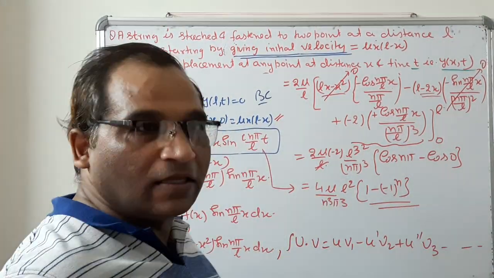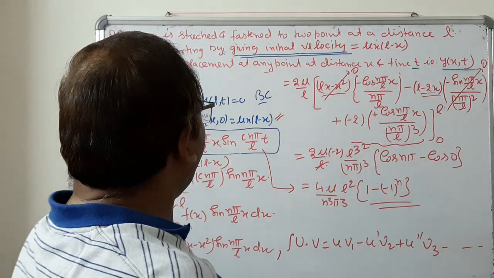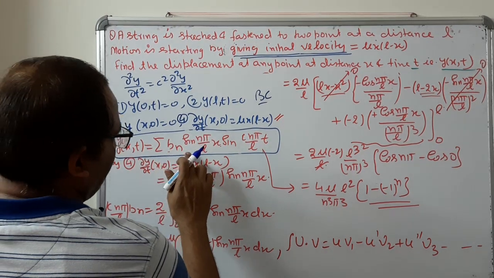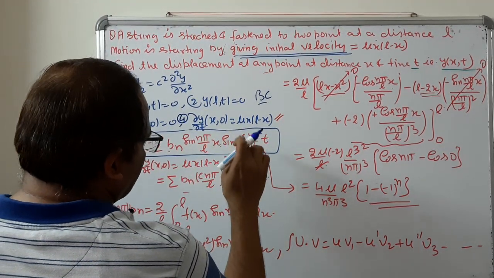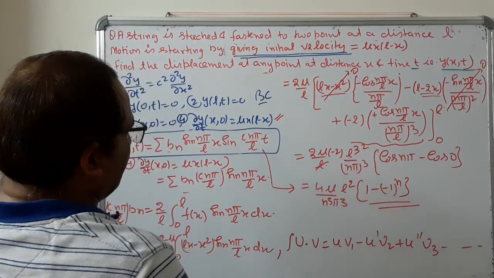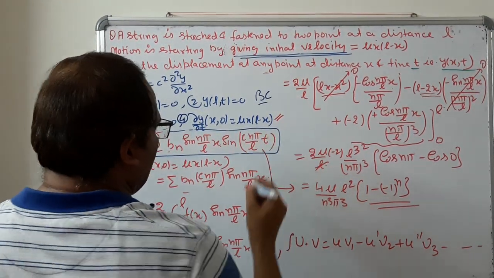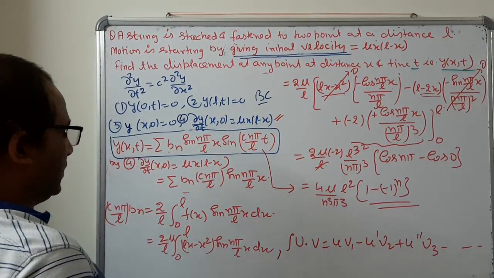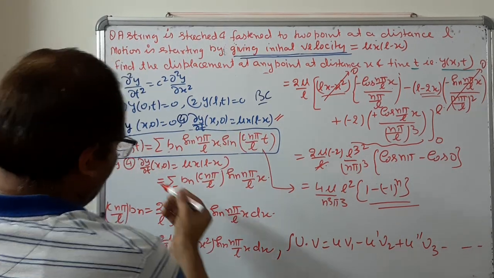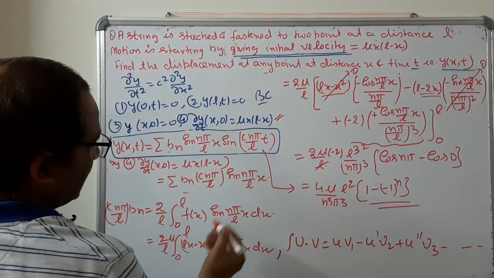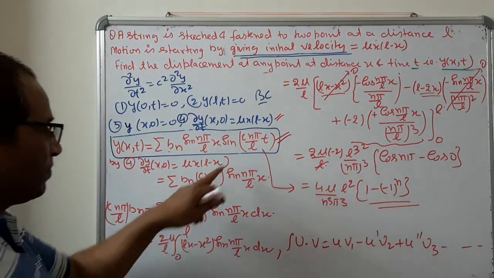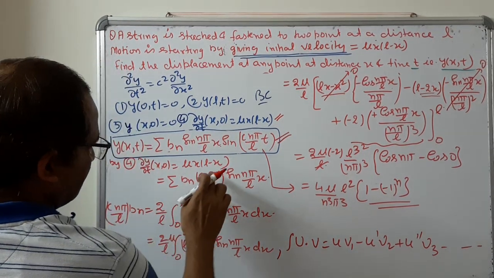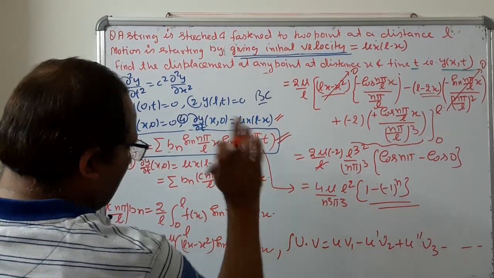So you have to write the derivation of type B from the starting point up to this one, and we get the solution as y of x, t equal to sigma bn sin(n pi x upon L) sin(c n pi t upon L). In this case there is sine, whereas in the earlier case there was cosine. Now apply the fourth condition. The fourth condition is del y by del t at (x, 0) equal to mu x (L minus x). If you differentiate this equation with respect to t and then put t equal to 0, we get sigma of bn c n pi upon L sin(n pi x upon L).